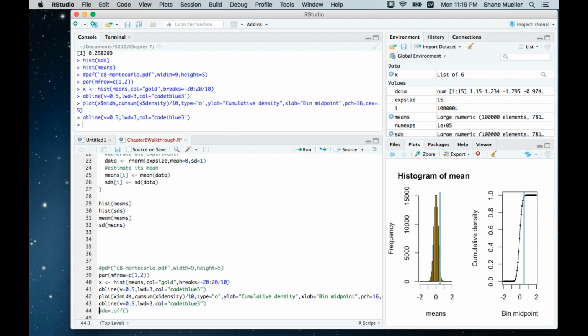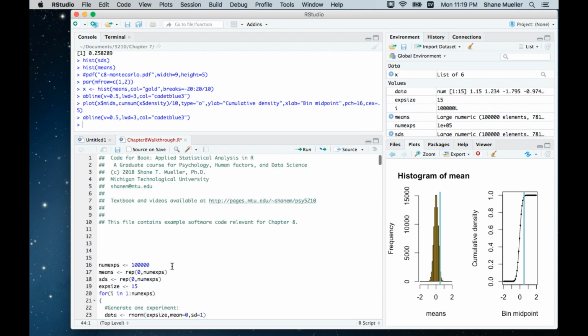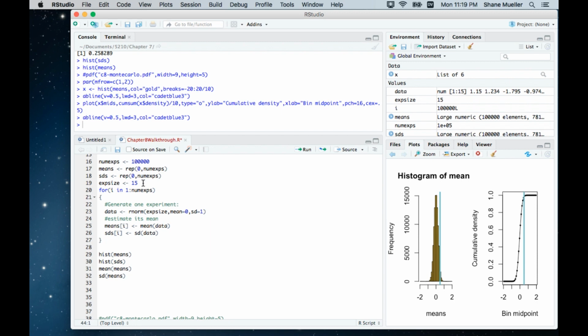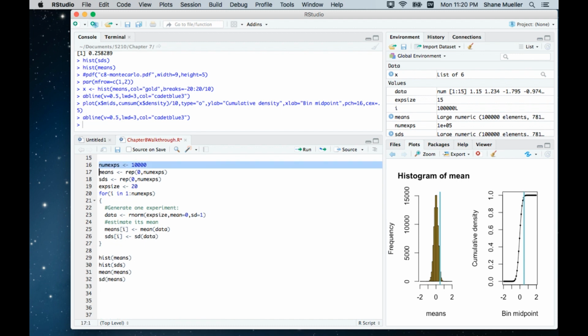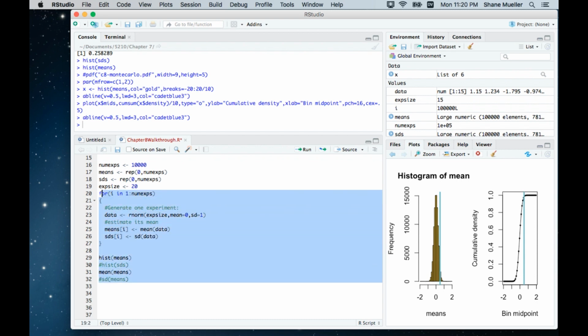So now we've done this in an exercise before, but what would happen if we increase this to say 20? To just speed things up, I'm going to reduce this to 10,000, and I'll run the histogram.